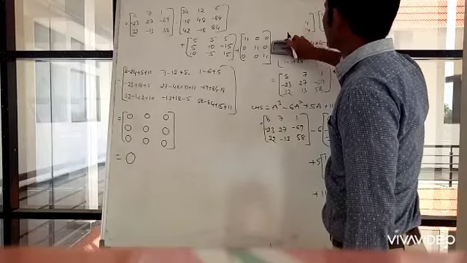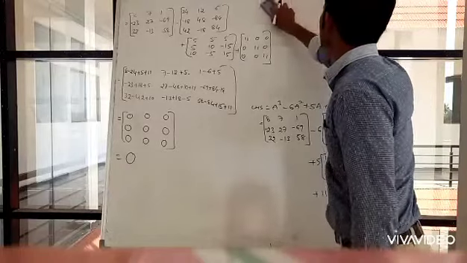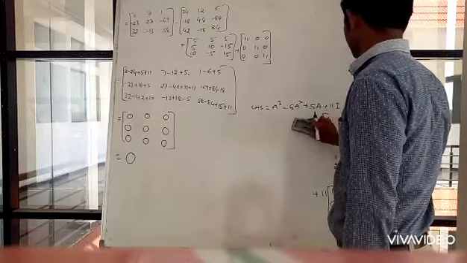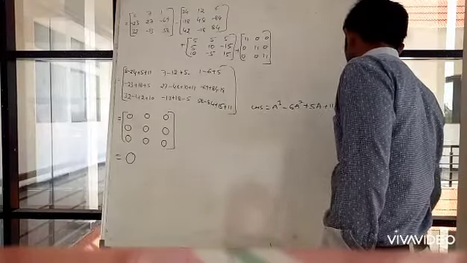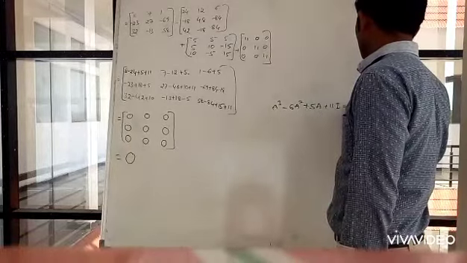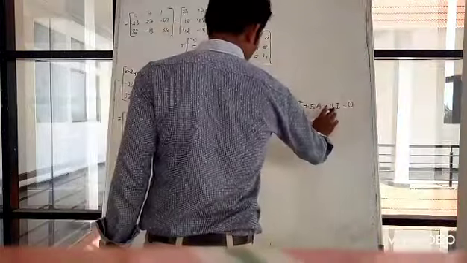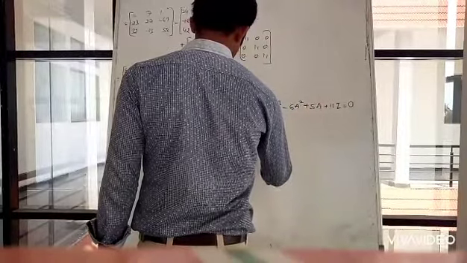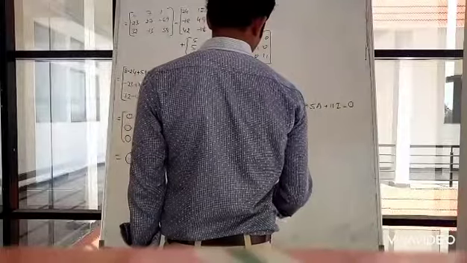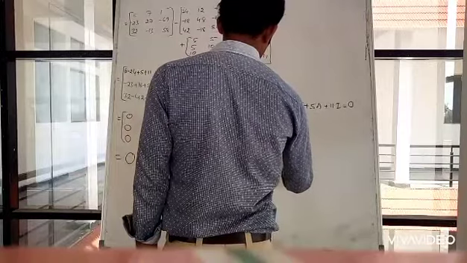Okay. Then one more question is to find A inverse by using the equation. So let us consider that the equation is equal to the 0 matrix. Keep the I term on the left hand side, remaining to the right hand side. So plus 5A will become minus 5A, and minus 6A square will become plus.